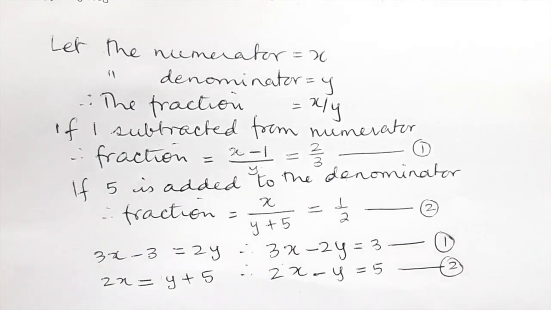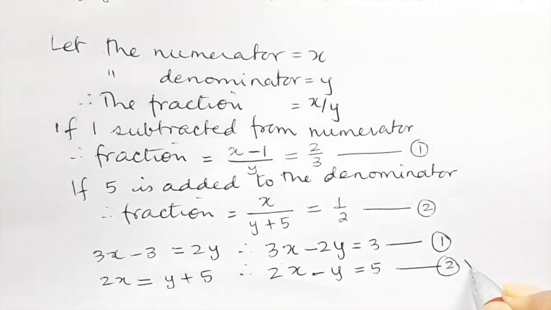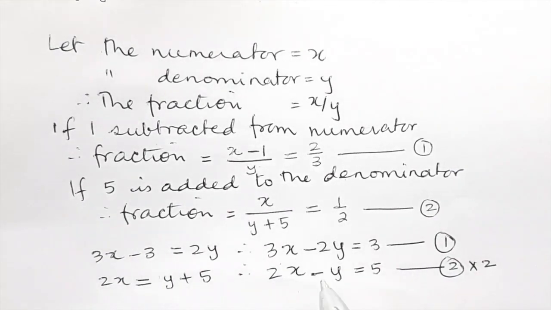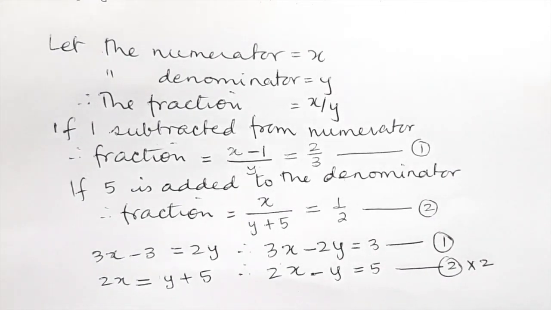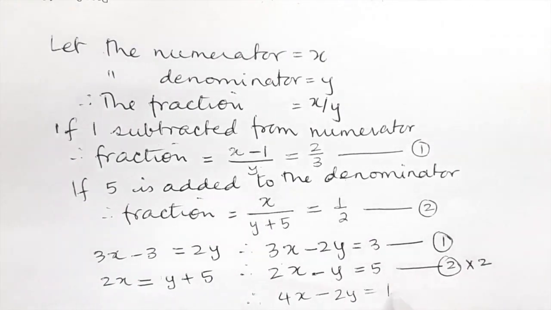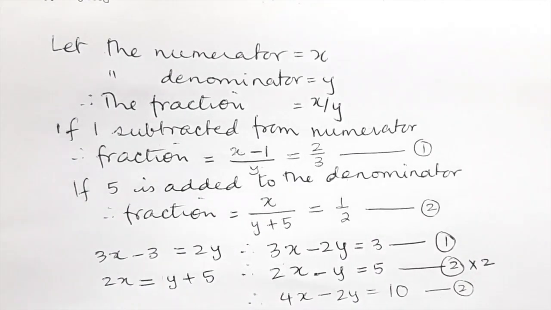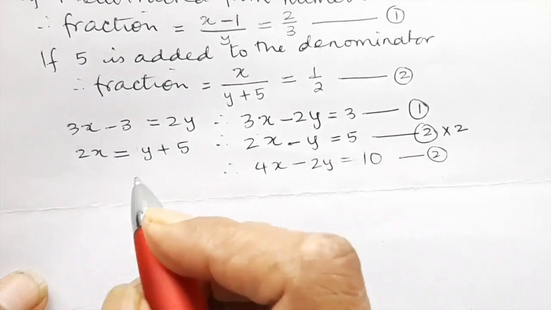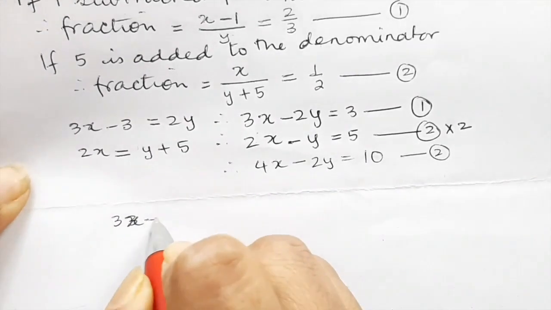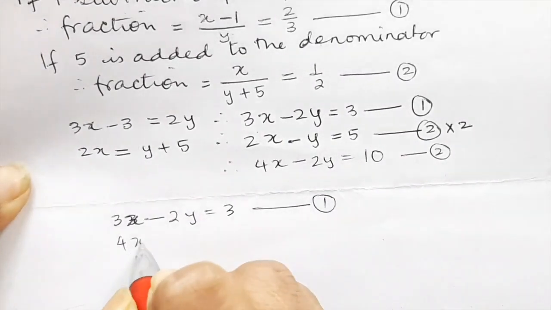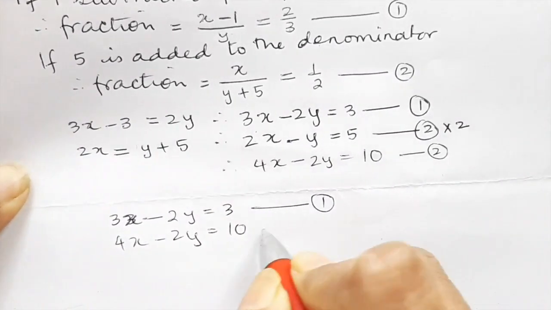Now I'm going to use the elimination method. So I'm going to multiply the second equation by 2 so that this will become 2y and then it will get cancelled with this. So let us see. Therefore this becomes 4x minus 2y is equal to 10. This is your equation 2. Now we will write both the equations together. So we have 3x minus 2y equal to 3 and 4x minus 2y is equal to 10.